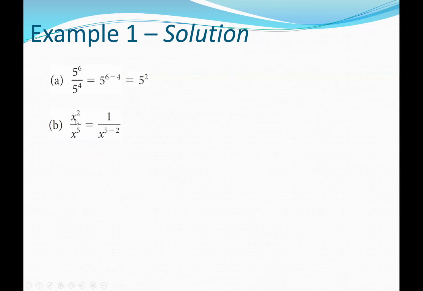Now the next question is s to the power 2 divided by s to the power 5. So this means we are going to get s to the power 2 minus 5, which will give us s to the power minus 3. And it's the same as saying 1 over s to the power 3. Or we can say 1 over s to the power 5 minus 2, which will still give us 1 over s to the power 3.